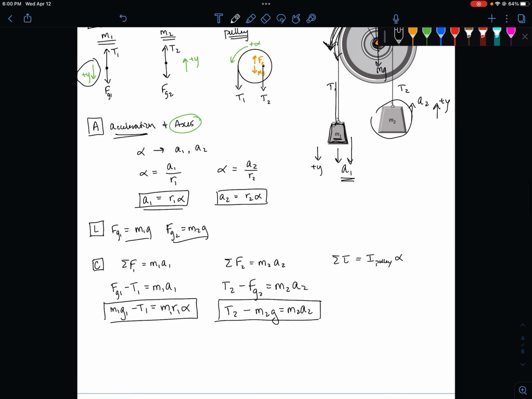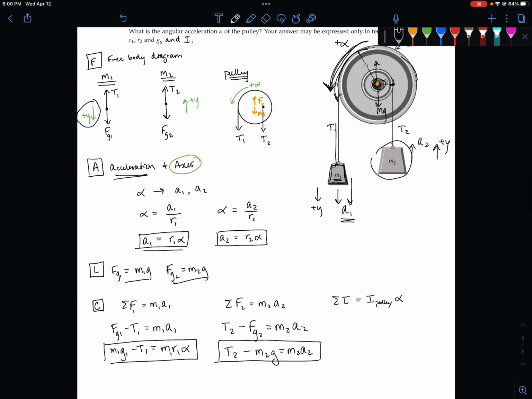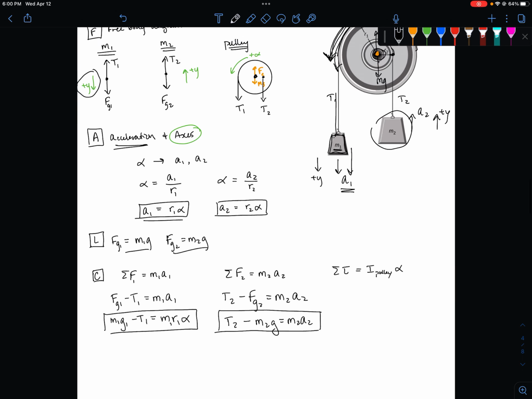And finally, our torque equation. There are two forces here that are going to exert a torque around the center point, which we're going to define as our pivot in the middle. T1 is going to exert a torque that's positive, it's counterclockwise, and the torque from T2 will be negative because that's going to tend to rotate it clockwise. So that's the I of the pulley times alpha.